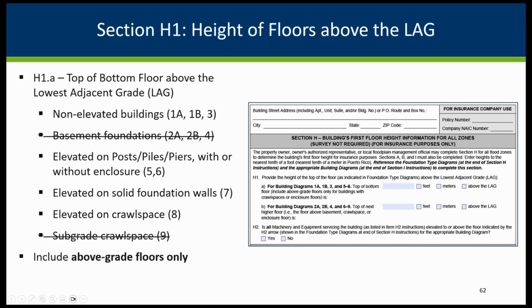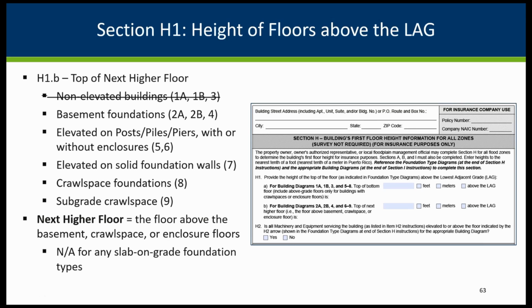We talked about the H1A as the top of the bottom floor above the lowest adjacent grade, and that applies to non-elevated buildings, and in the parentheses, it lists the appropriate building diagram numbers that are associated with that. It's also those buildings elevated on posts, piles, or piers with or without an enclosure, buildings elevated on solid foundation walls, that's building diagram 7. Those buildings elevated on a crawl space, we've looked at a few of those already. That's building diagram 8. Just remember, for H1A, it's only those above grade floors.